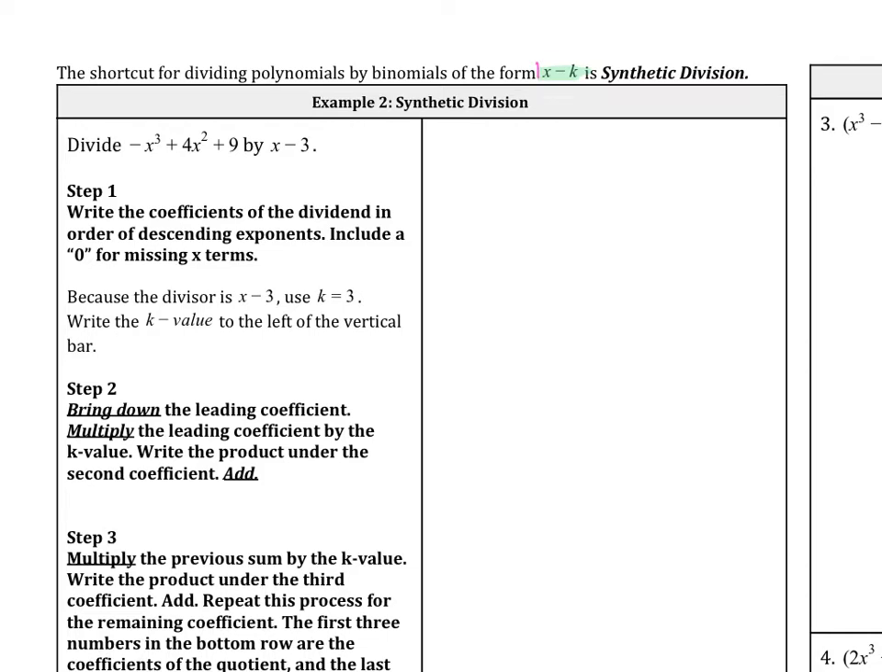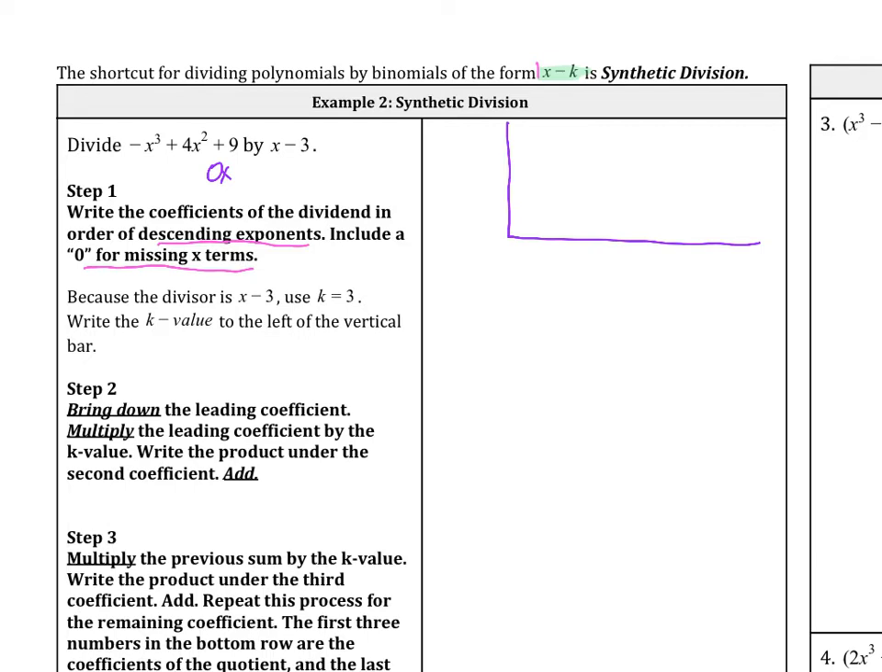So we're going to divide negative x cubed plus 4x squared plus 9 by x minus 3. We're going to write the coefficients of the dividend in order of descending exponents and include a 0 for the missing x terms. So we're going to set it up. It goes like this. So are we missing any terms? We have x cubed, x squared. Yes, we're missing a 0x. It's so important, especially in synthetic division, because you will not see any variables in here. And so then you really won't know that you're missing something. So it's really easy to accidentally miss something.